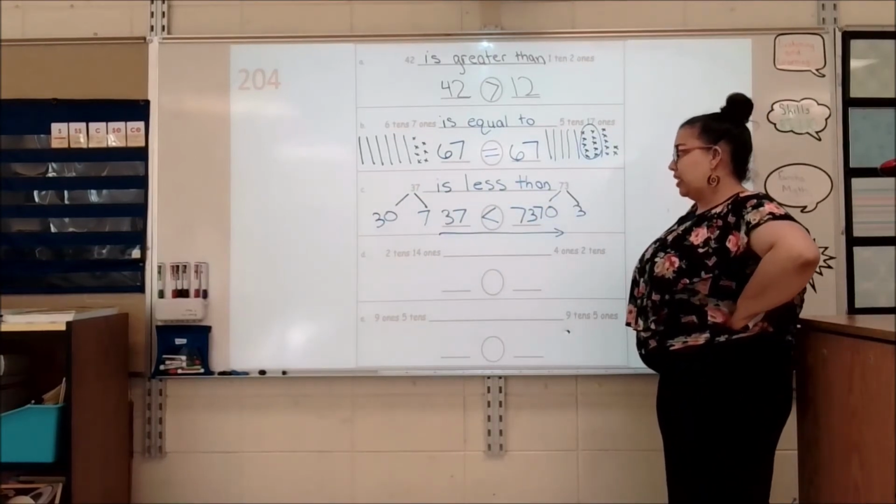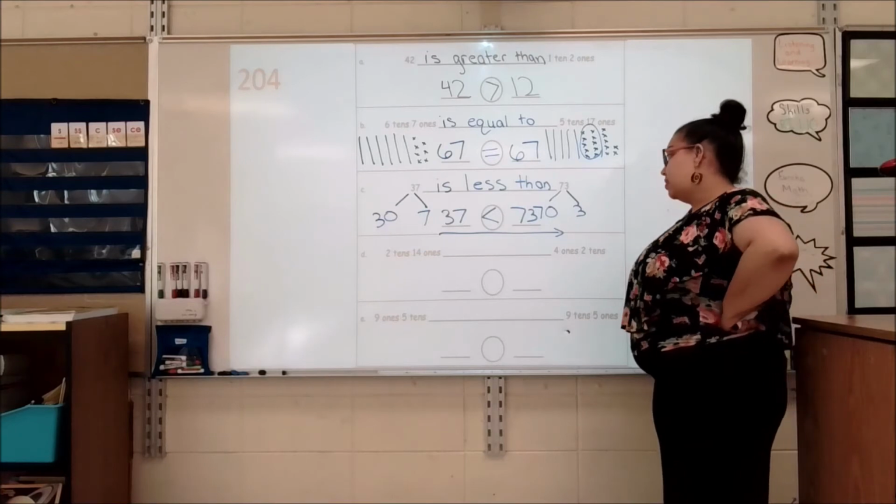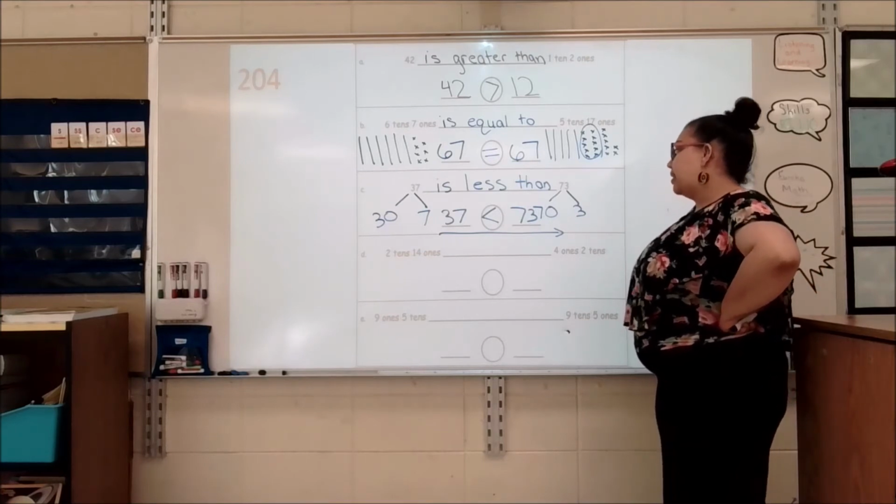Let's do the next one. 2 tens, 14 ones is blank 4 ones and 2 tens.